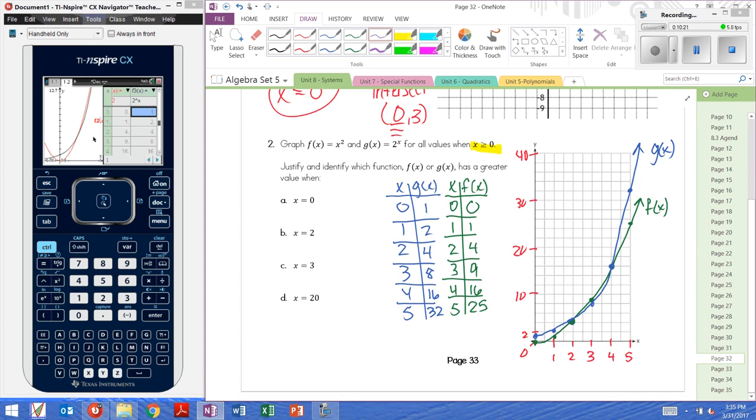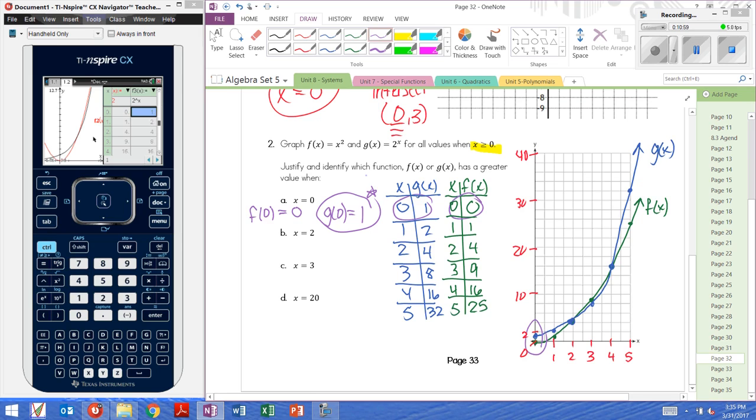It says justify and identify which function, f of x or g of x, has a greater value when x is equal to 0. Okay, so when x is equal to 0, we can see that f of 0 equals 0. So g of 0, this is just a point, 0, 1. We can also see this in our table of values. So let's circle g of 0.